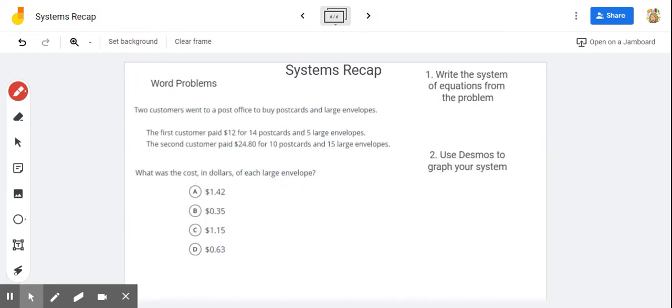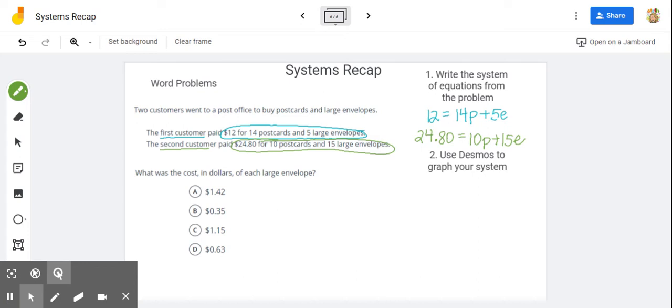All right, last one. A couple different ways you can handle this one. It says 2 customers went to the post office. They bought postcards and large envelopes. They talked to you about different customers. So I'm going to set up my equations from each customer on the side. The first customer is represented by 14p plus 5e, and that equals 12. And then the second customer has 10p for postcards and 15e for envelopes. When I add those together, the second customer spends $24.80.